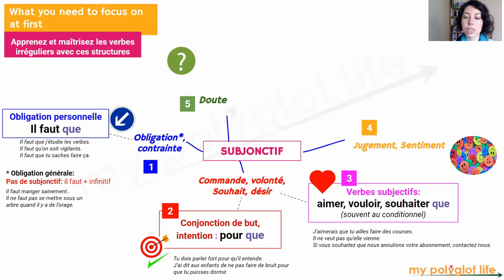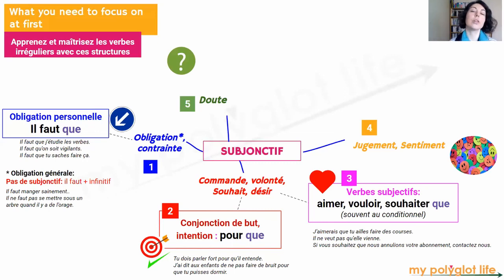For example, j'aimerais que tu ailles faire des courses. Il ne veut pas qu'elle vienne. Si vous souhaitez que nous annulions votre abonnement, contactez-nous. Ailles, vienne, and annulions, these three verbs are subjunctive. And often when we want to be polite, the verb that comes in the first part is in the conditionnel. J'aimerais que tu ailles, je souhaiterais que vous annuliez mon abonnement. That's a polite way of asking somebody to do something for you.